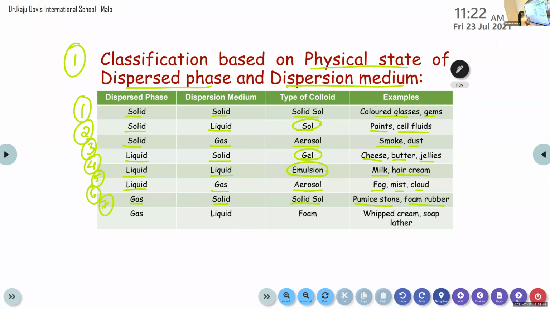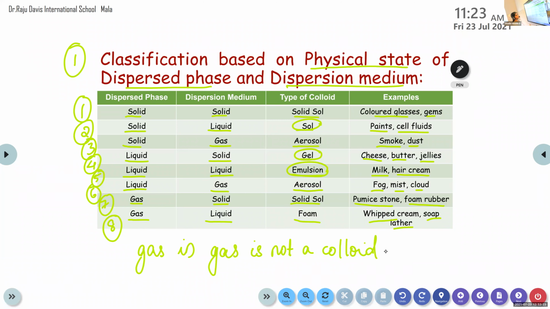Then the eighth one, if the dispersed phase is gas and the dispersion medium is liquid, it is known as foam. So whipped cream, soap, lather, etc. are examples of such colloids. And this category, that means gas in gas, is not considered as a colloidal system. So there are 8 types of colloids based on the physical state of dispersed phase and dispersion medium. Clear, children?